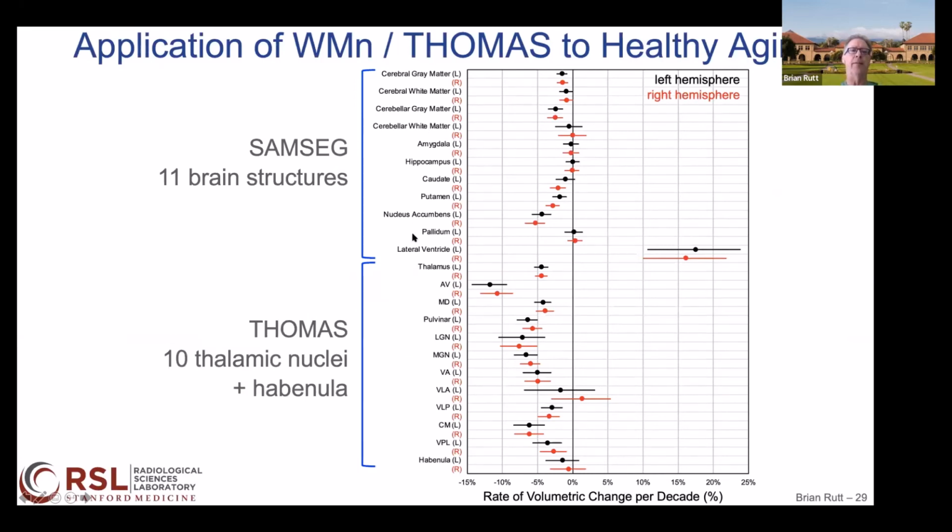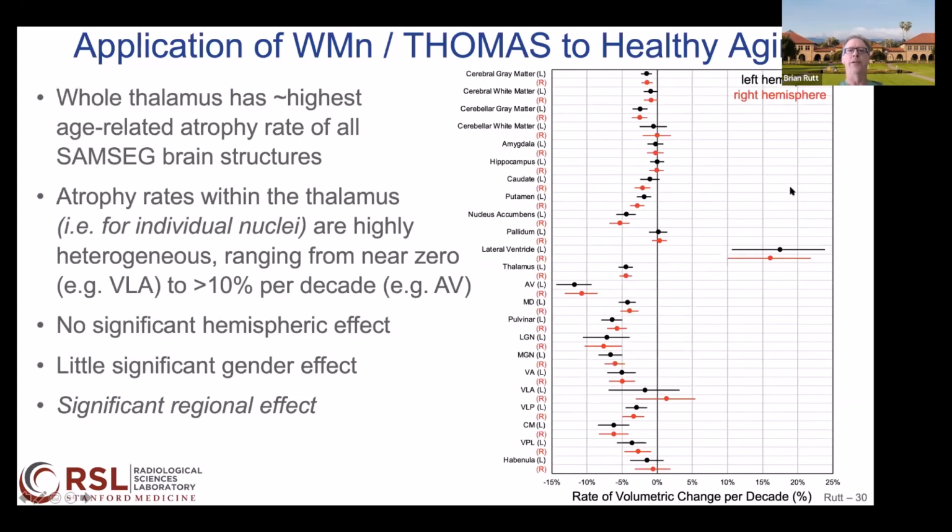I show all of the 11 SAMSEG structures on the top side, the whole thalamus, which is in common between SAMSEG and the ThALAMus structures, in the middle, and all of the thalamic nuclei out of ThALAMus here on the bottom. So a couple of interesting points. First of all, you see the positive change for the lateral ventricle, and generally the negative change, or atrophy, for everything else. But one thing of very great interest is that the whole thalamus has approximately the highest age-related atrophy rate of all of the brain structures that come out of SAMSEG. Only the nucleus accumbens is approximately equal to the whole thalamus.